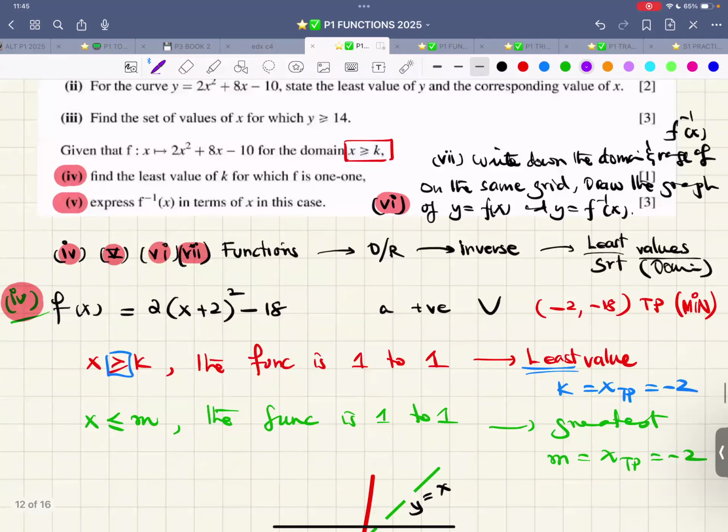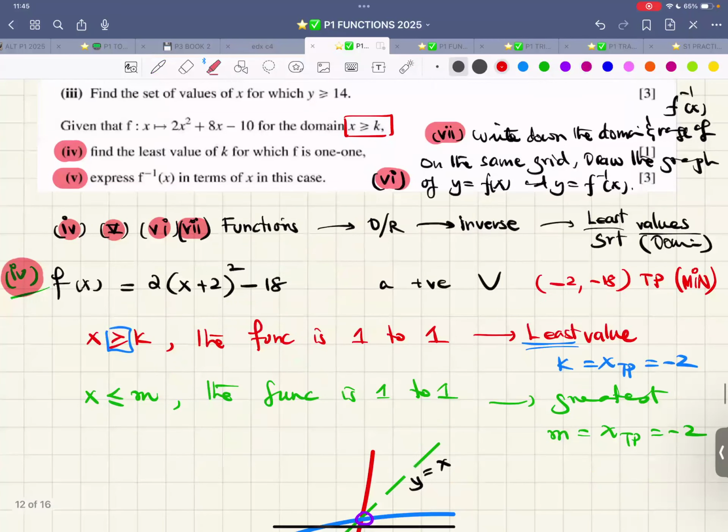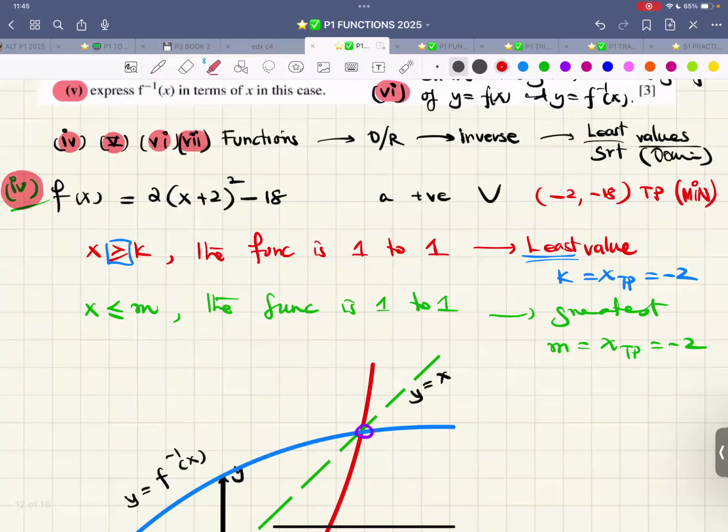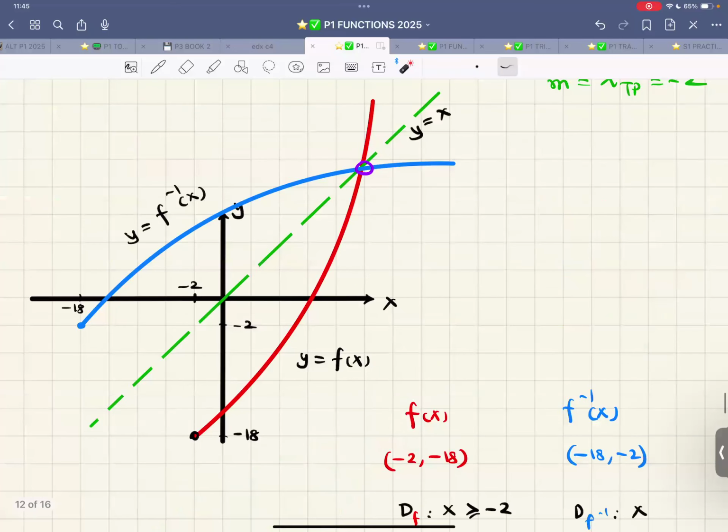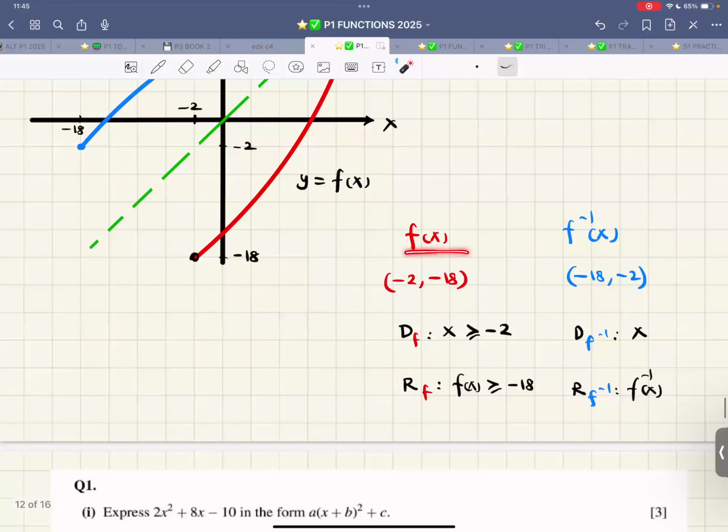So what have I done? I'm working with part 4 and part 5 and part 6 and part 7. There is also the 7 over here. So now it's all connected. It's all one thing. What I did is that, first of all, that is something that they asked, the x coordinate of the turning point, 2 basic. Now I'm drawing the graph. The original graph, its reflection, the coordinates flipped, negative 2, negative 18 became negative 18 and negative 2.